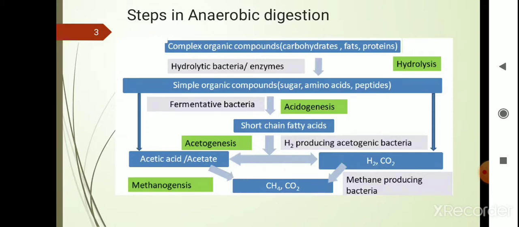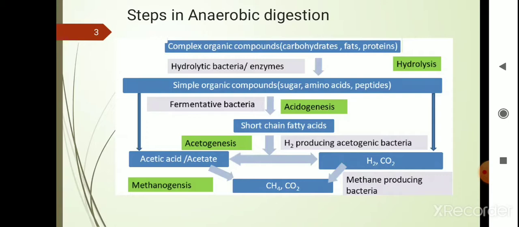Acetogenesis bacteria convert these fatty acids to acetic acid or acetate. So that is our third step. So acetogenic bacteria change this fatty acid into either acetic acid or acetate. And finally, we have another group, the methanogenesis bacteria, which is very important.